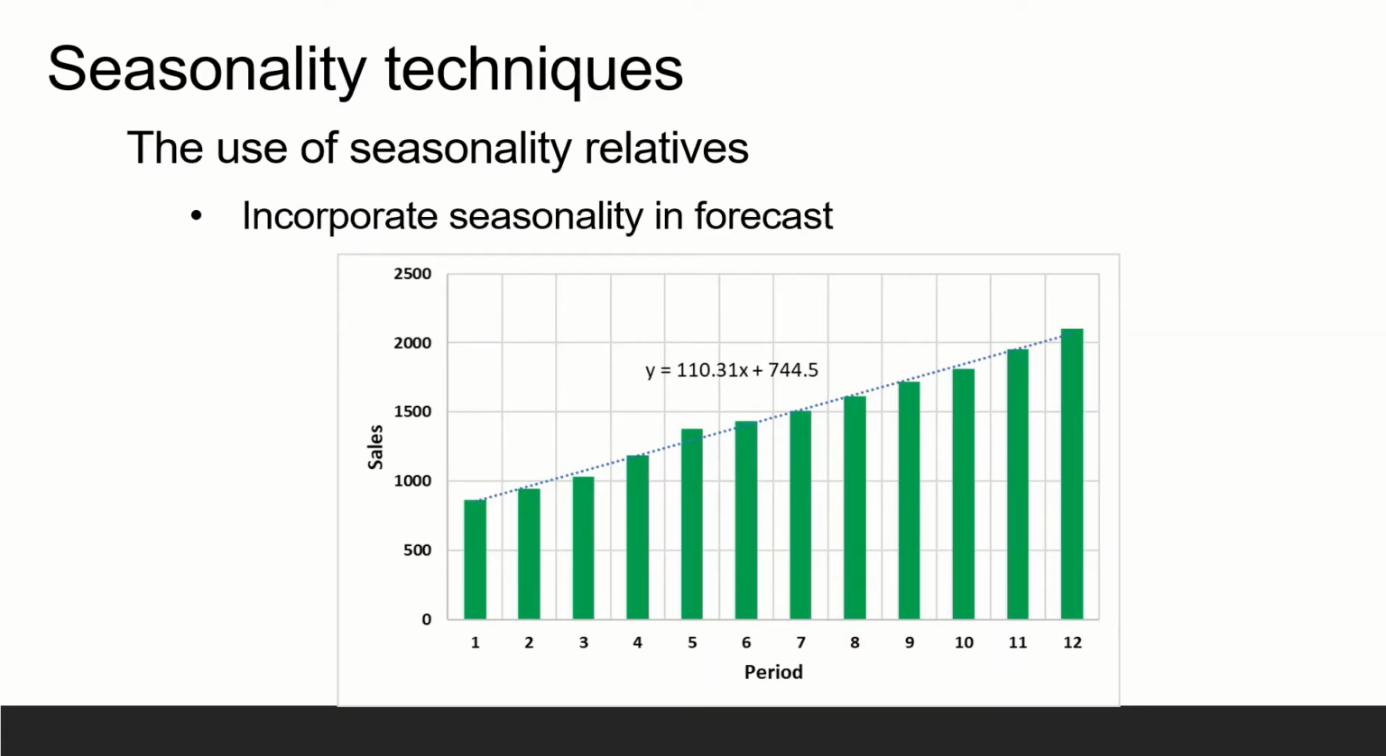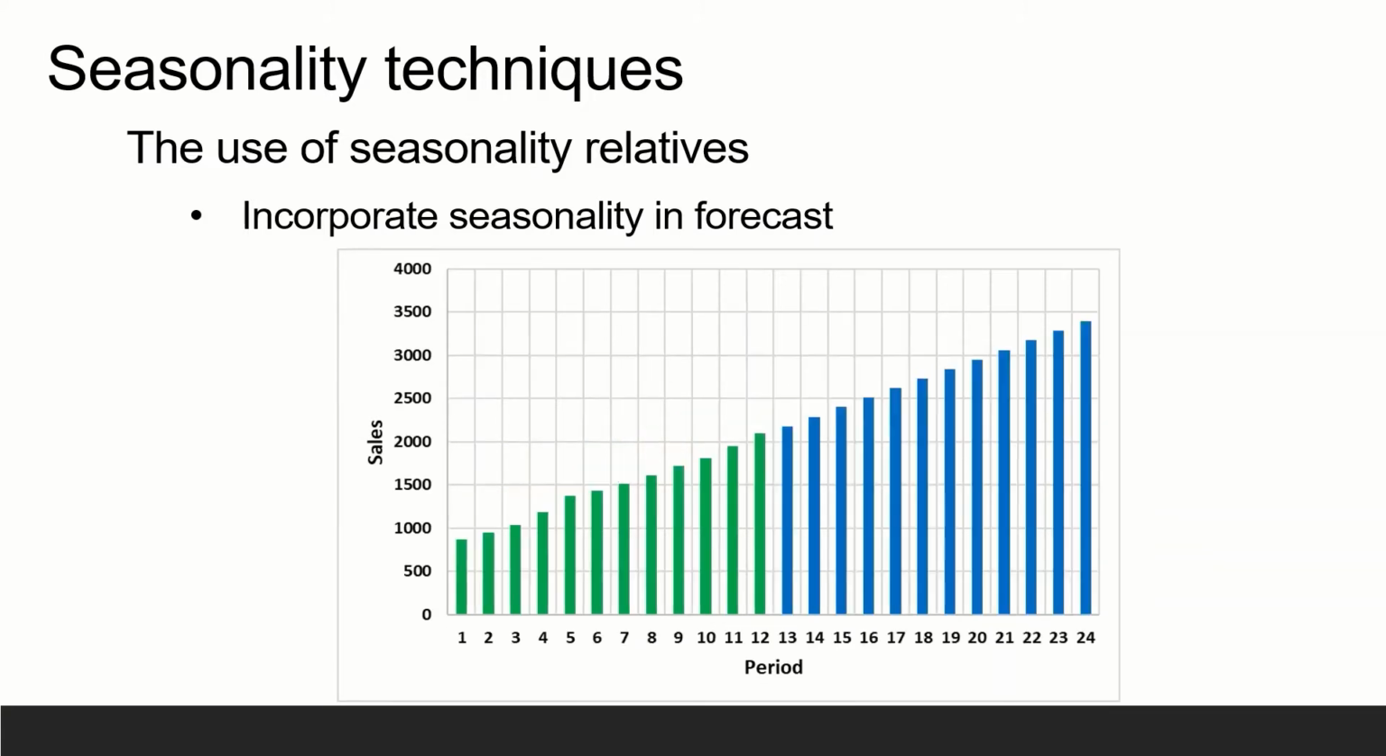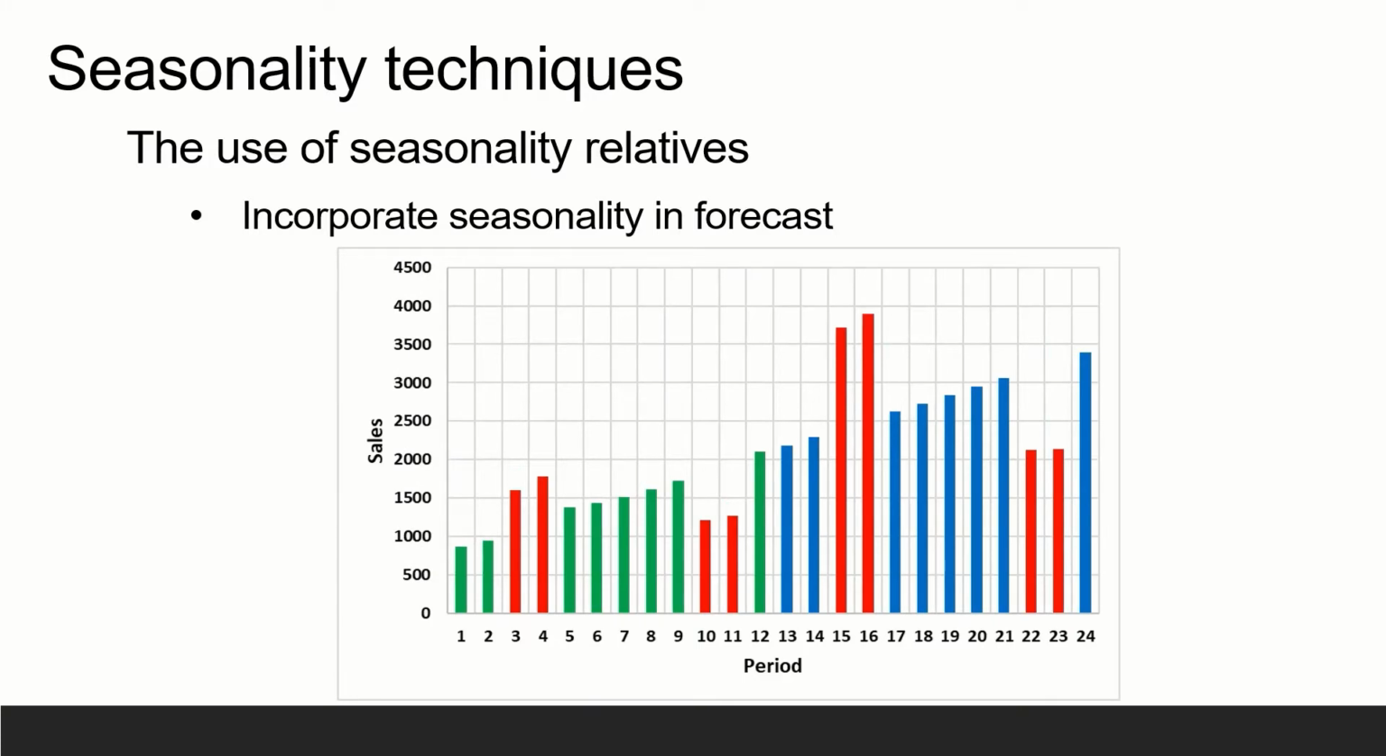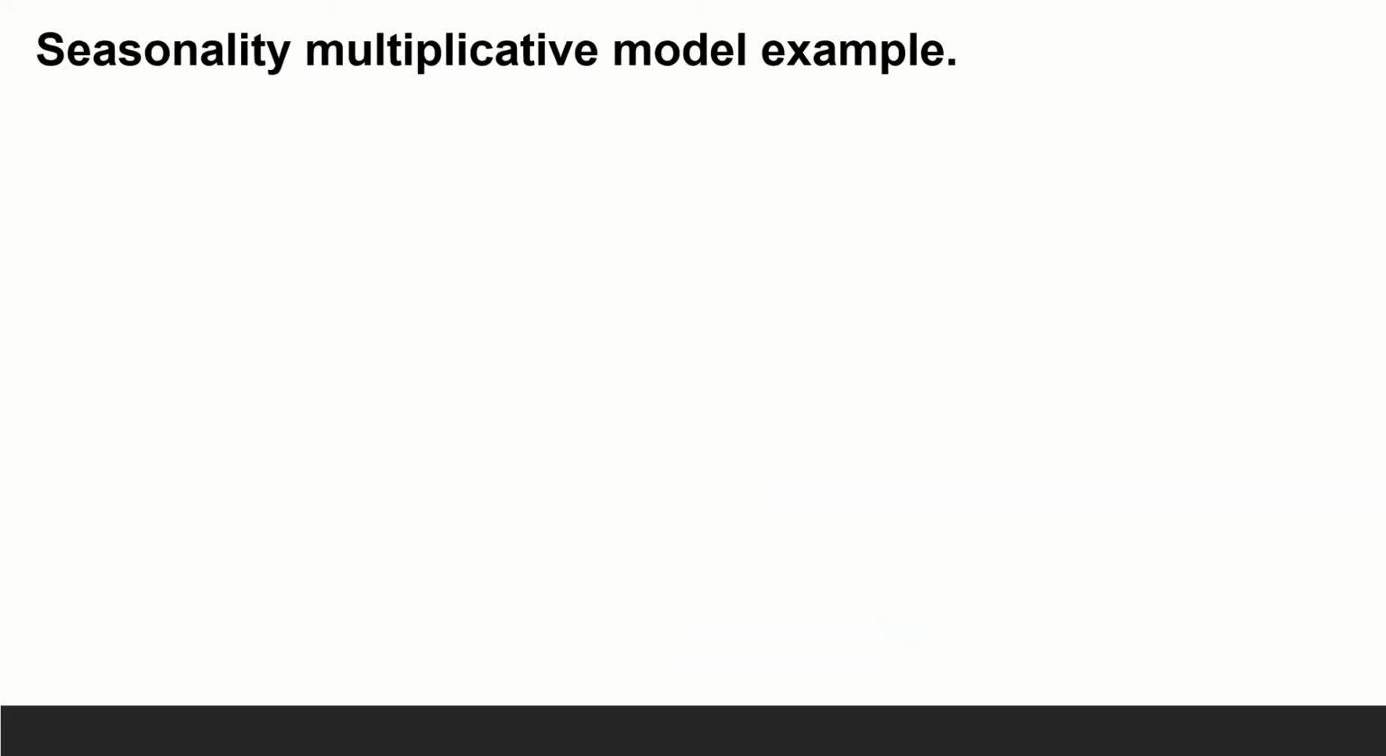Incorporating seasonality in a forecast is useful when demand has both trend, or average, and seasonal components. Incorporating seasonality can be accomplished in this way. First, obtain trend estimates for desired periods using a trend equation. Then add seasonality to the trend estimates by multiplying these trend estimates by the corresponding seasonal relative, assuming a multiplicative model is appropriate. Example for seasonality multiplicative model.